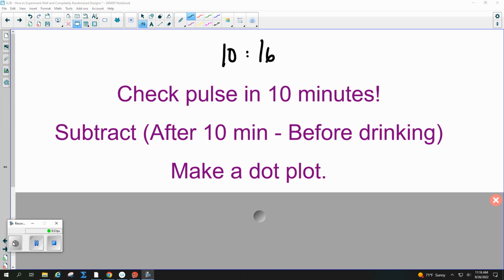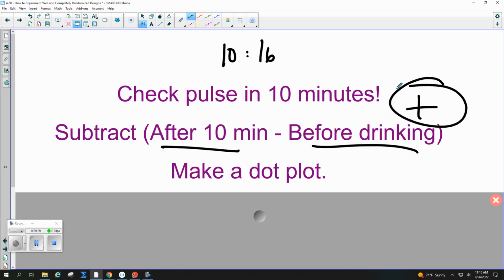We're going to subtract the after 10 minutes minus the before. We're looking for a positive, an increase, right, in our heart rate. We're going to see if there's an increase, specifically in the caffeinated ones.